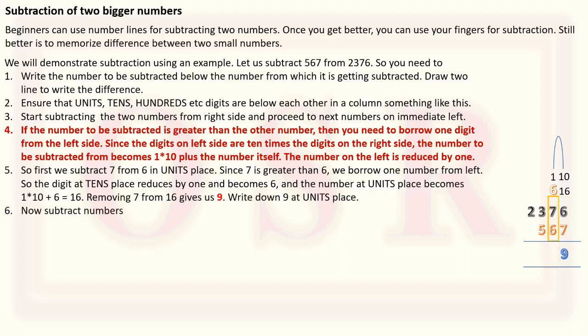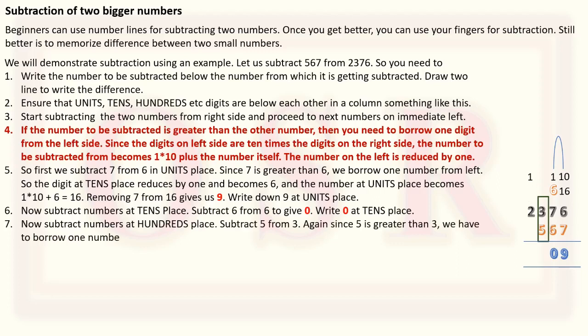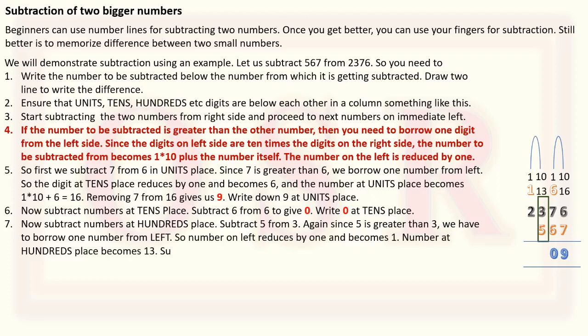Now subtracting numbers at tens place. Subtract 6 from 6 to give 0. Write 0 at tens place. Now subtract numbers at hundreds place. Subtracting 5 from 3. Again, 5 is greater than 3. We have to borrow one number from the left. So the number on the left reduces by 1 and becomes 1. Number at hundreds place becomes 13. Subtract 5 from 13 to get 8. Write down 8 at hundreds place.